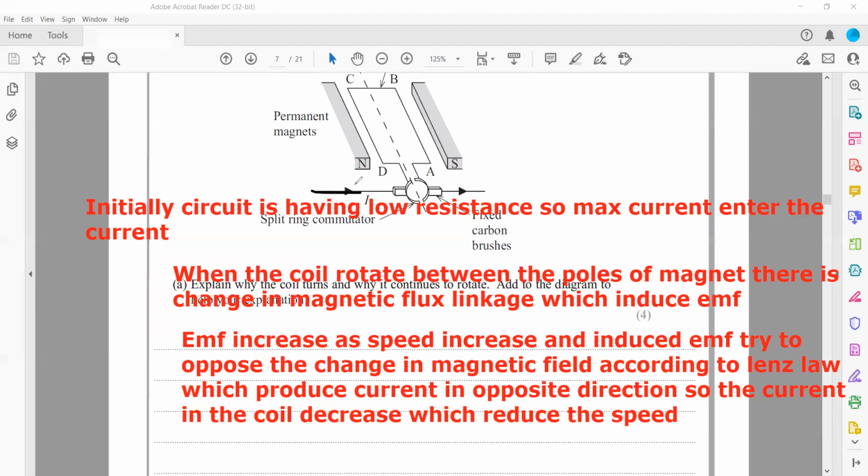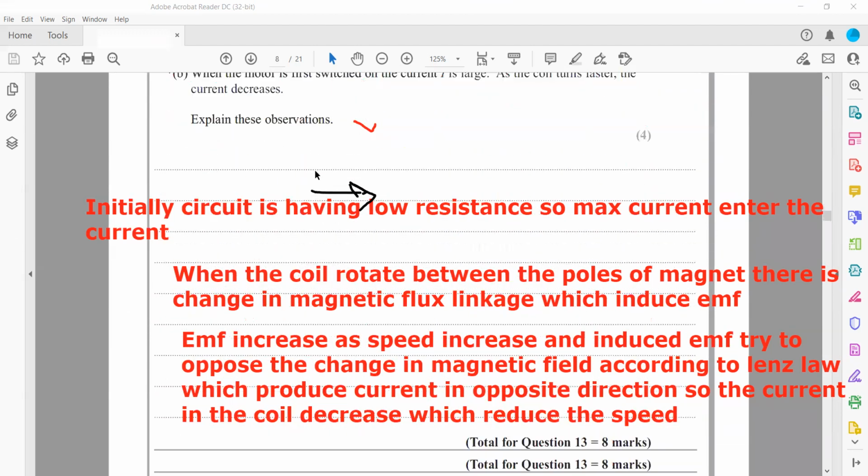So the main current is there from the battery, but due to the change in magnetic field, there is also another current, but in the opposite direction, and the two currents try to oppose the change of each other. That's why the resultant current in the coil decreases. So the speed of the coil will also decrease. Is this question clear?